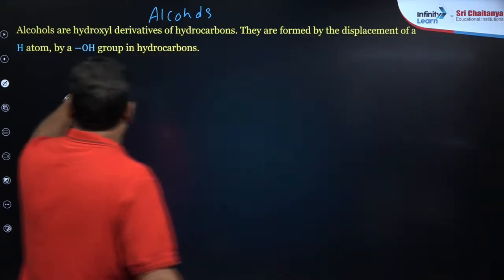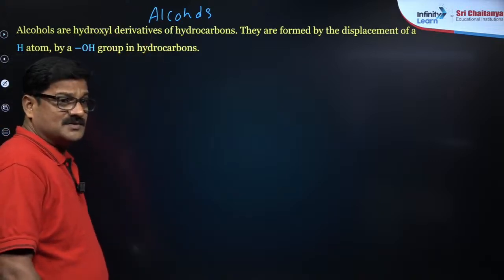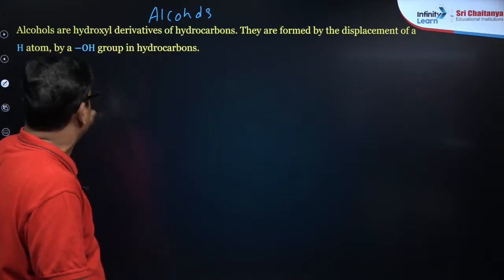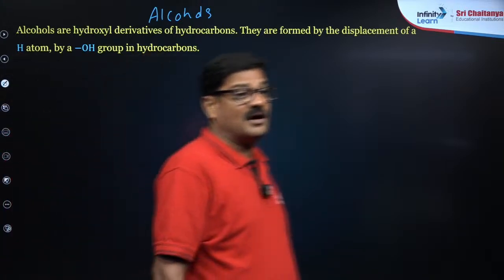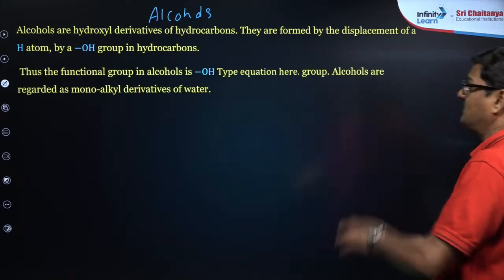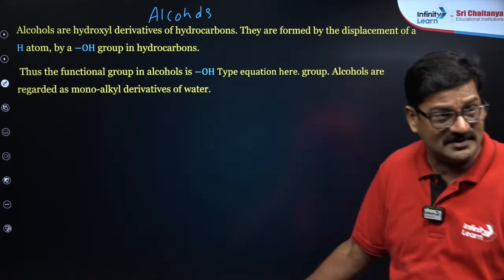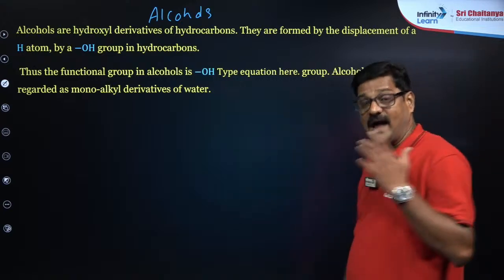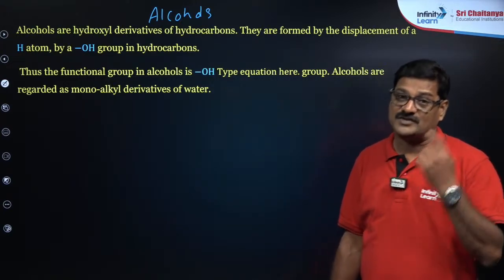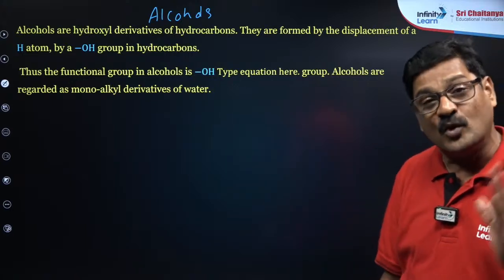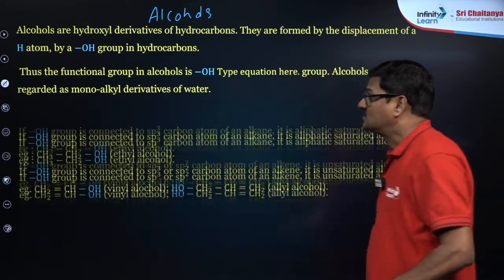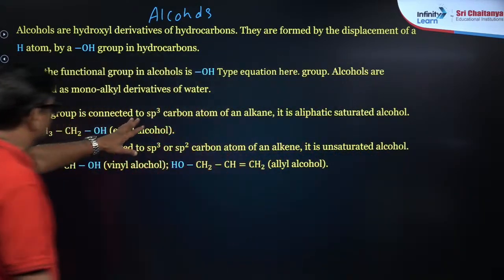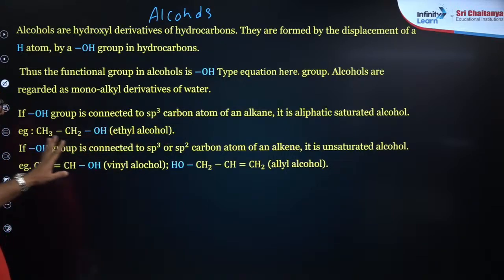Alcohols are hydroxyl derivatives of hydrocarbons, formed by the replacement of a hydrogen atom. From an alkane, you give an OH group and an alcohol forms. Thus the functional group of alcohol is OH, and it is regarded as alkanol. If there is only one OH group, it is called monohydroxy alcohol or monoalkyl derivative. If the OH group is connected to an sp3 carbon, that is alkane, it is called aliphatic saturated alcohol, ethyl alcohol being the example.